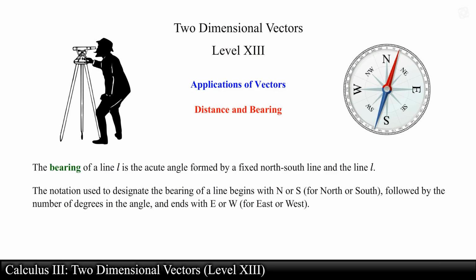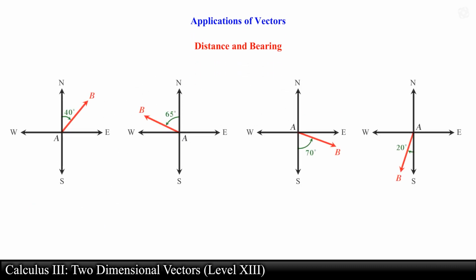The notation used to designate the bearing of a line begins with N or S for north or south, followed by the number of degrees in the angle, and ends with E or W for east or west. All bearings are measured in a horizontal plane. For example, the following bearings will be denoted as follows.